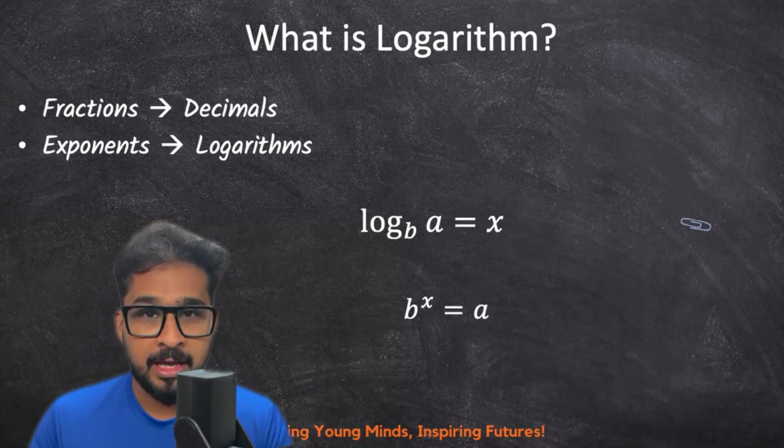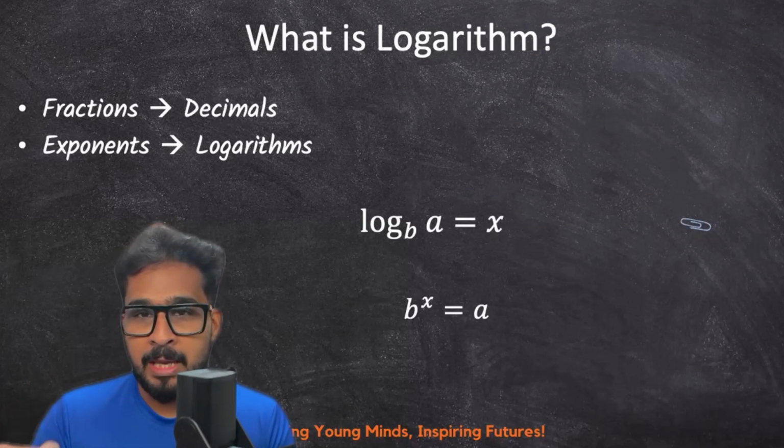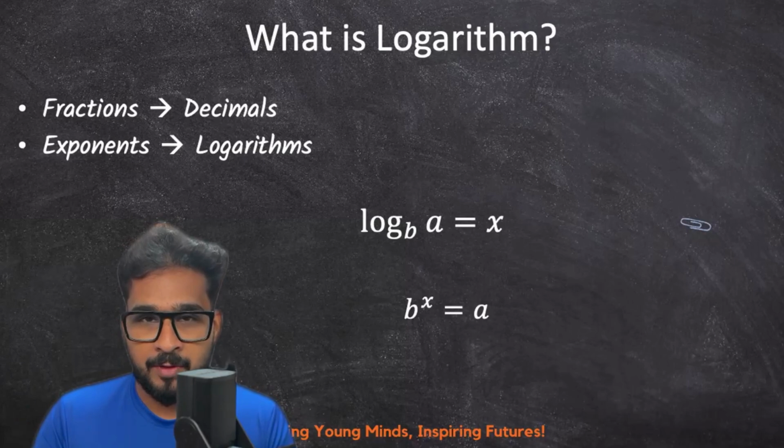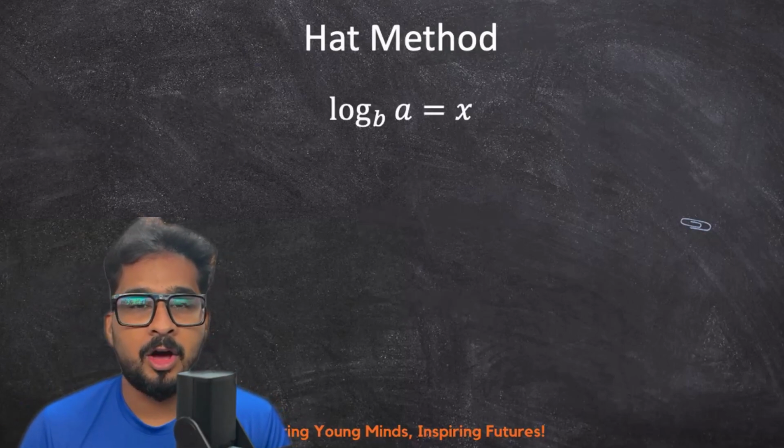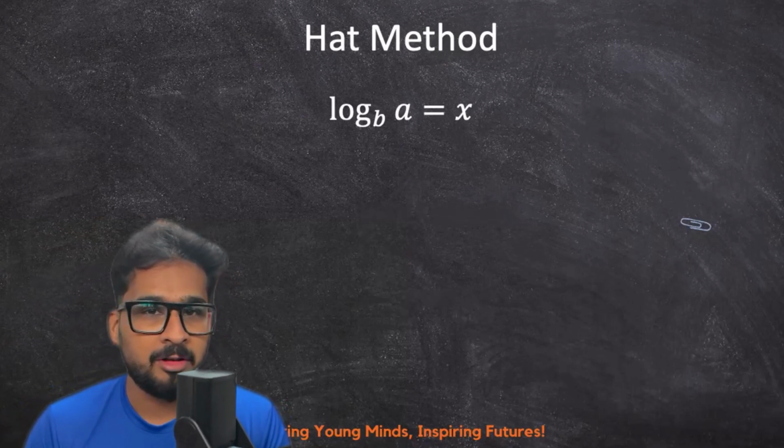In a similar way, exponents have another form of representation, which we call logarithms. Logarithms are essentially exponents disguised in some other form, like fractions are disguised in decimal format. We define logarithms like this: b^x = a can be represented as log a to the base b = x. The letter b is called the base, a is called the value, and x is called the exponent in logarithms. To easily remember the logarithm to exponent conversion, I will be teaching you a method.